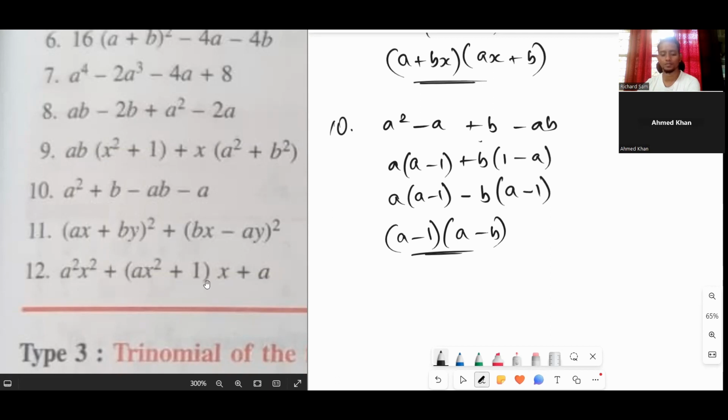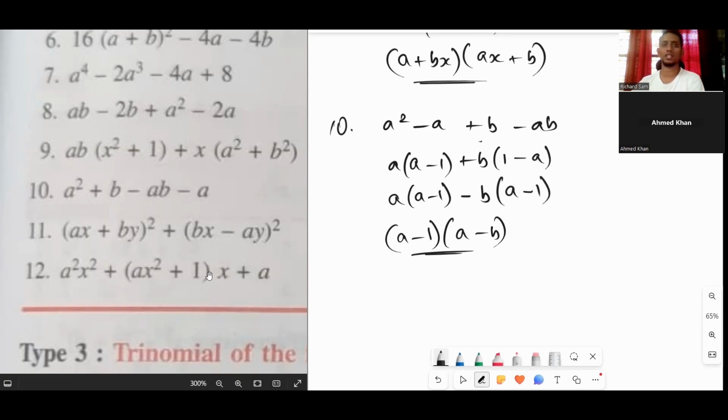Now next one here, what to do? 12th question. So first term is a square x square. Second term is this whole thing here now, because of that ax square plus 1 in the bracket. So that into x, that whole thing is one term. But see the middle term, no? You can't take out a only from that. If you take out, you have to take this whole bracket.